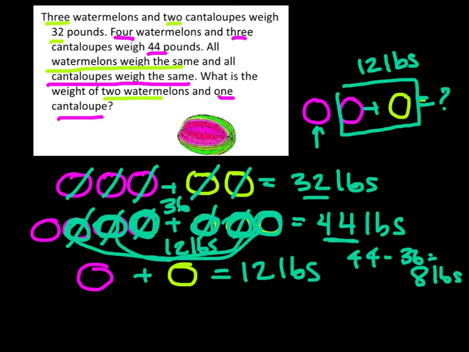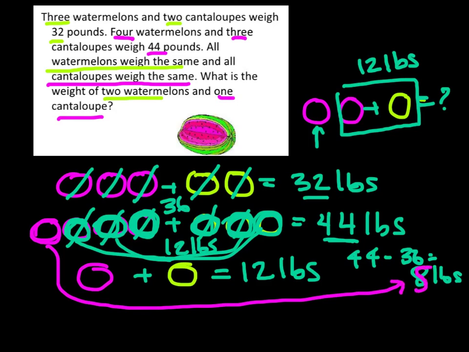And so that is what my remaining watermelon weighs, 8 pounds. So this final watermelon weighs 8 pounds. So 2 watermelons and 1 cantaloupe is equal to 20 pounds.